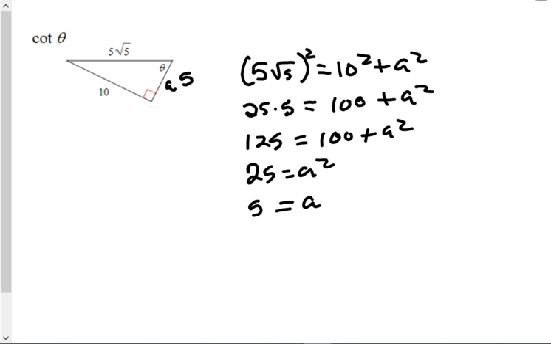Now we need to find the cotangent. The cotangent is going to be the adjacent over the opposite. So cotangent is adjacent over opposite, which is 5 over 10, which is simplified to 1/2.